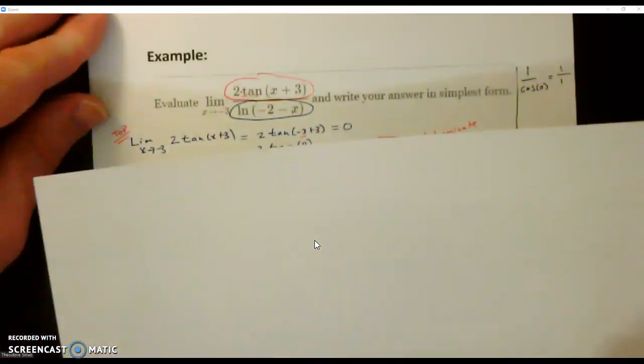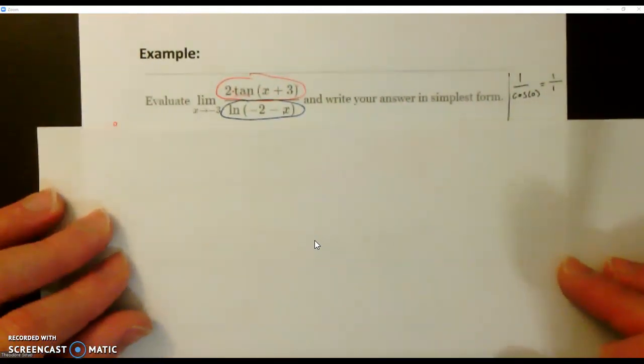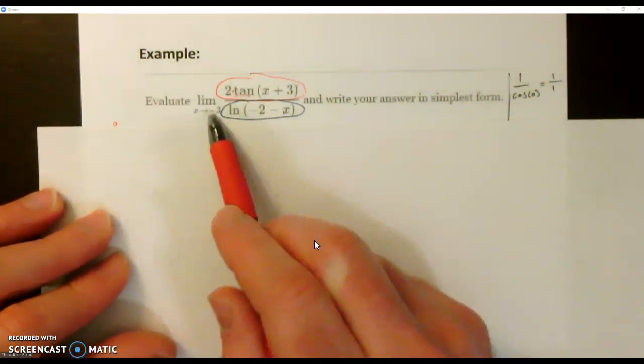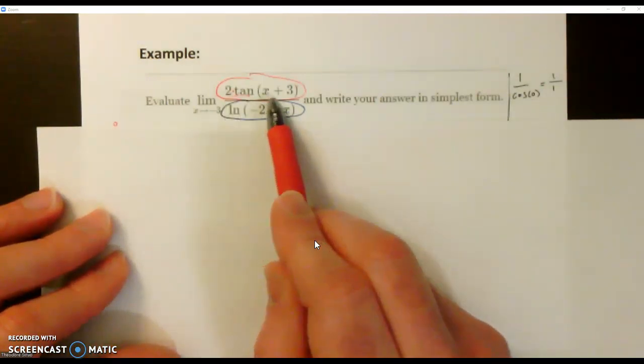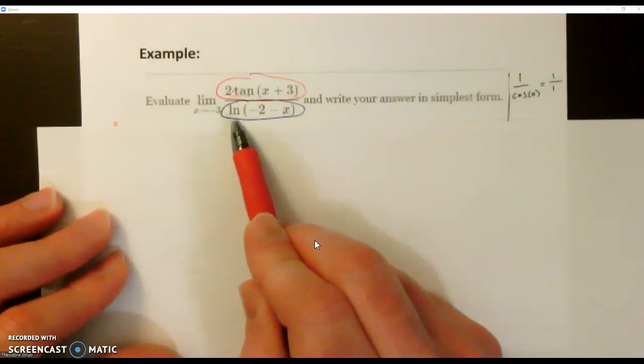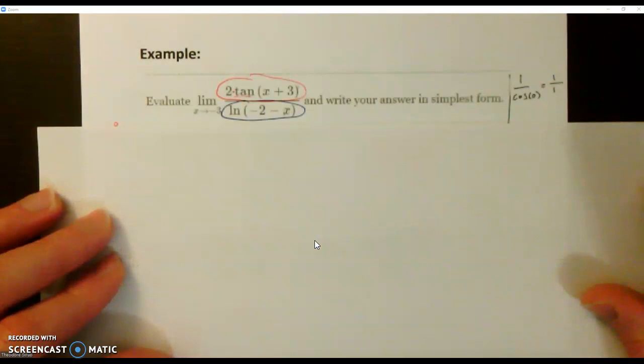So we're going to look at a couple examples here. I have them pre-worked out to hopefully go through this faster. So what do we have? We've got the limit as x goes to -3 of the function 2 tangent of x plus 3 divided by the natural log of -2 minus x. Write your answer in simplest form.